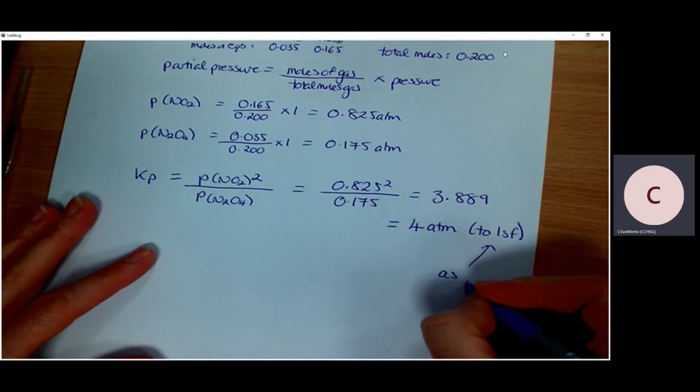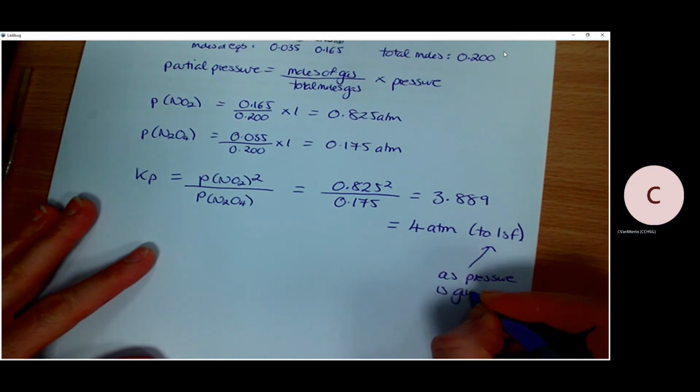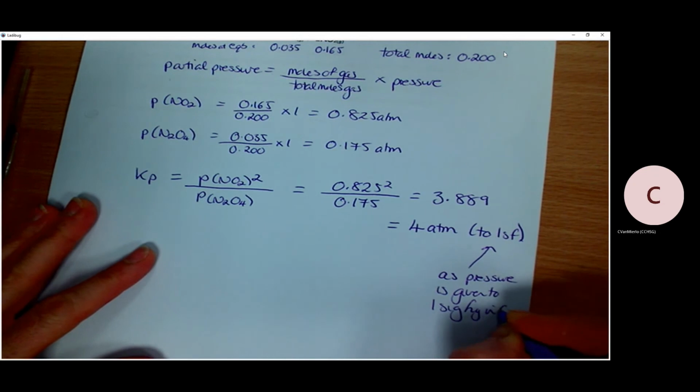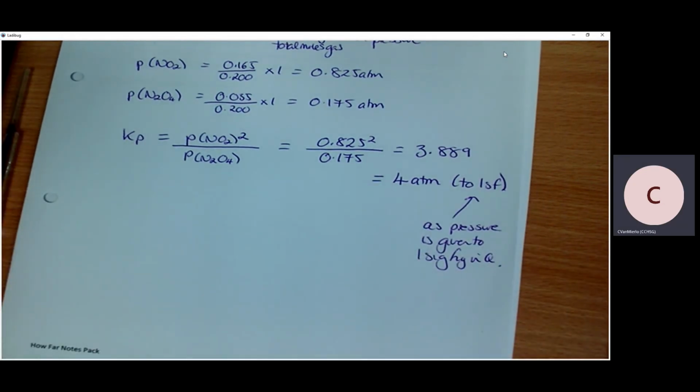You could put a note there. So as pressure is given to 1 sig fig. So if you're looking back later and wondering why we rounded it to 1 sig fig. So remember, always look for the least accurate piece of information in your question. Okay, right. Next thing then is to practice this. And so we need the gaseous equilibrium questions.